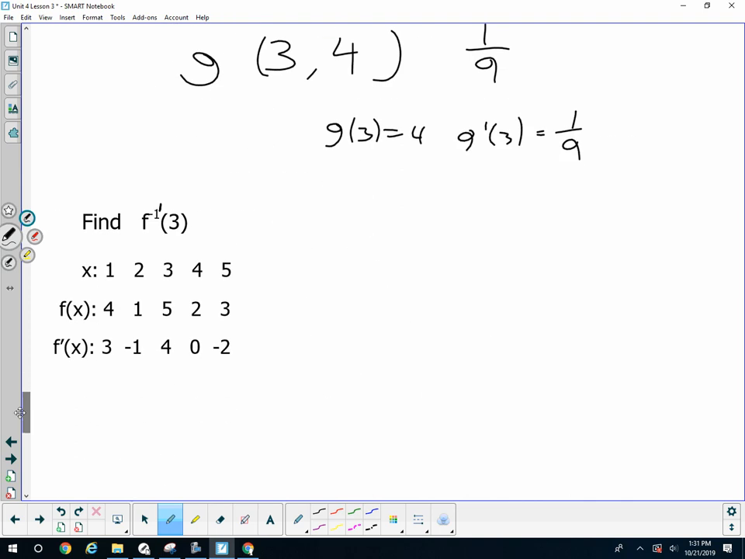Now, you will see tables of information given to you. You'll need to find the correct point. You'll need to find the correct slope. Take the reciprocal of the correct slope. I'm trying to find f inverse prime of 3. You have all the information you need. So don't use f and g. In this case, it might be easier if you use f and f inverse.